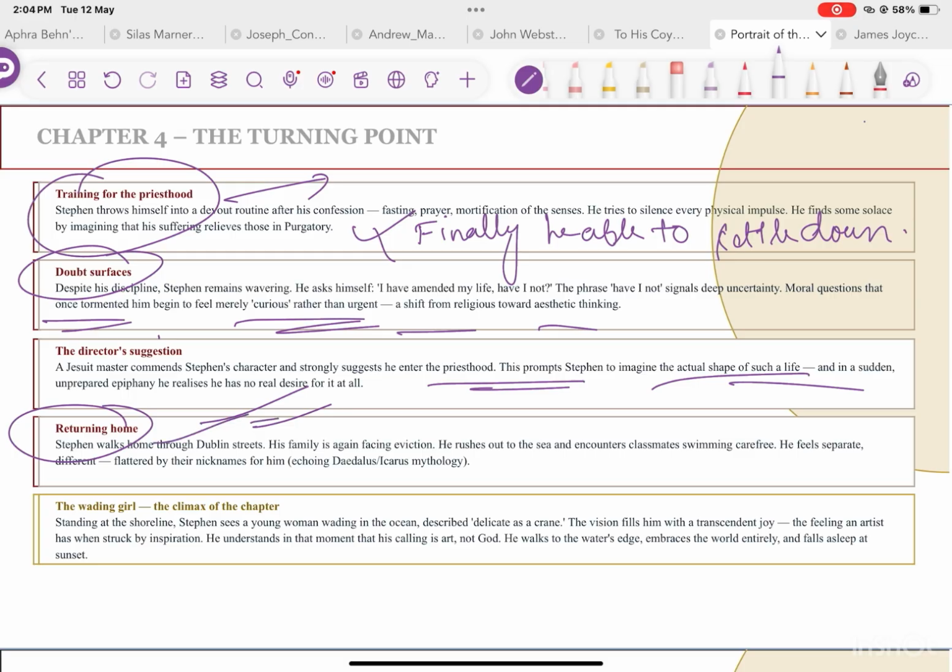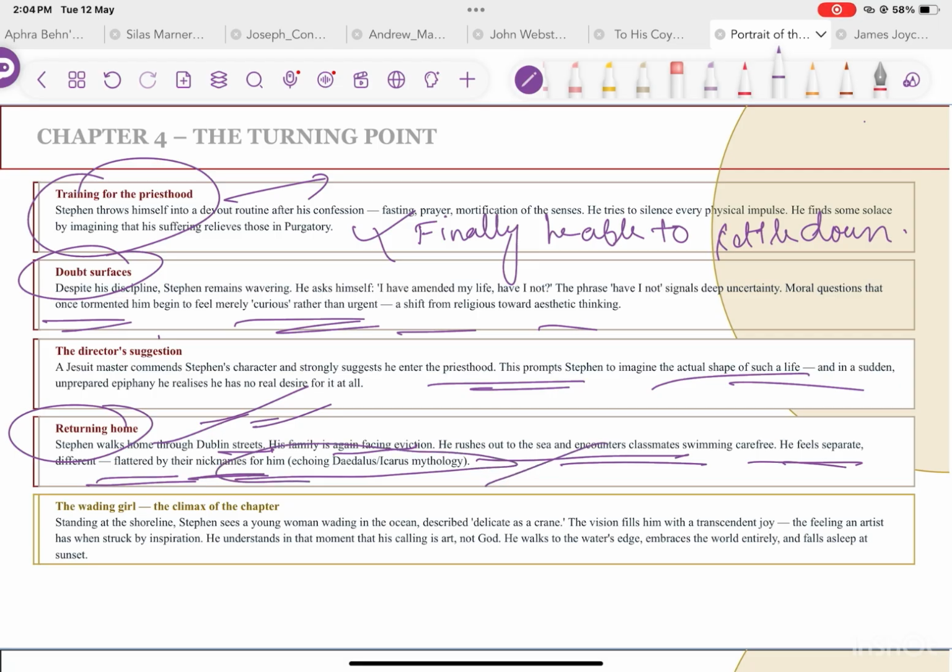And walking, he finds his family once again facing financial instability and possible eviction. And walking towards the beach, Stephen reflects on religion, guilt, and identity, and his growing attraction towards artistic freedom. So, on the Dublin street, he is finally facing eviction. He rushes to the sea and encounters some boys. He feels flattened by their nicknames, calling him Deadless.